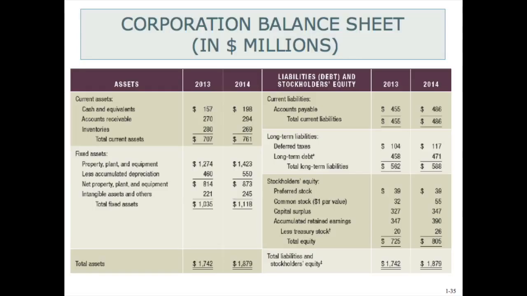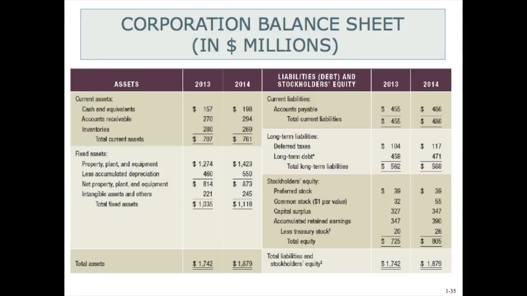Then we have some intangible assets that we have bought or created over time. And then we have total fixed assets. Total fixed assets plus total current assets equal total assets. Liabilities, we have current liabilities, accounts payable usually, and then maybe some other short-term liabilities. And then long-term liabilities is deferred taxes. Of course, we've got to pay our taxes eventually, and long-term debt. So long-term debt would be definitely a long-term liability.